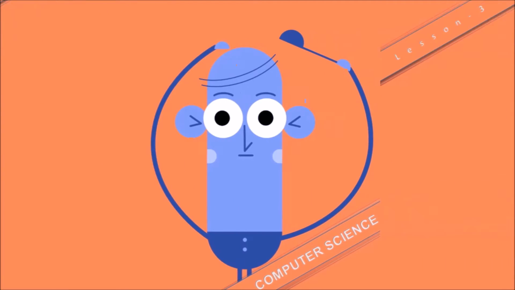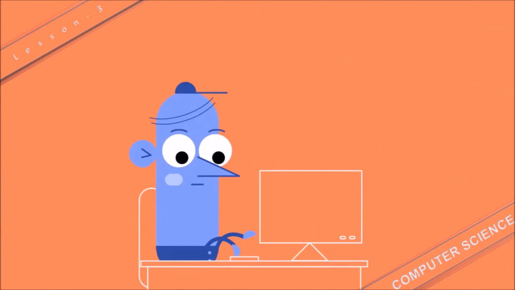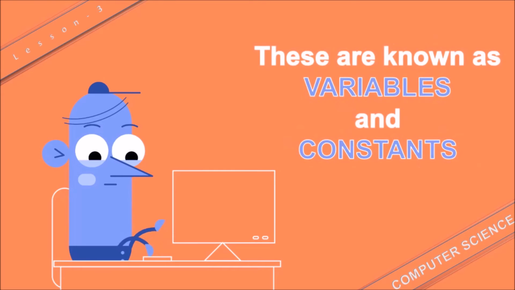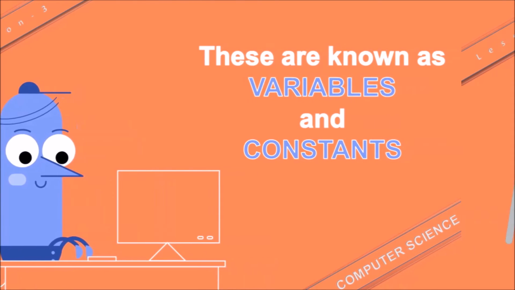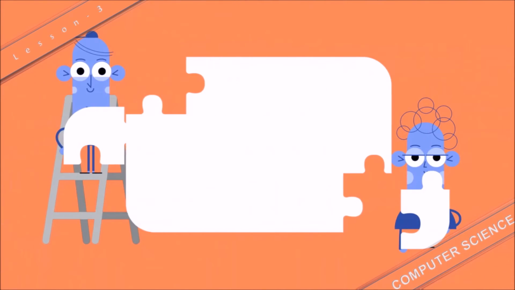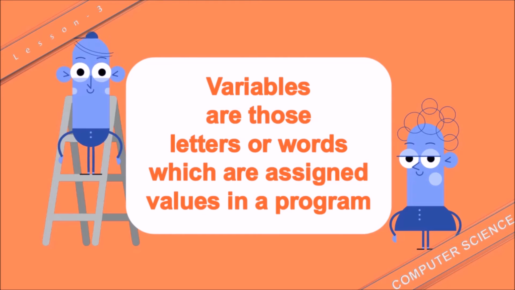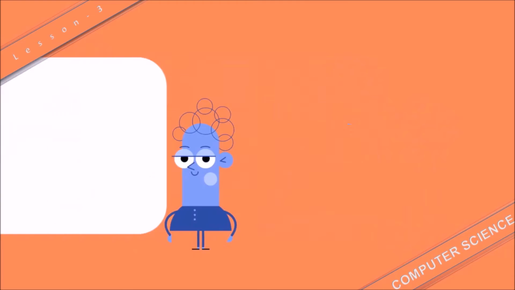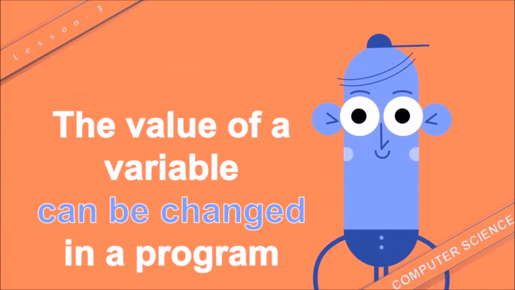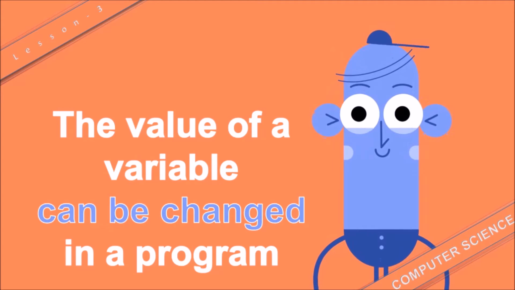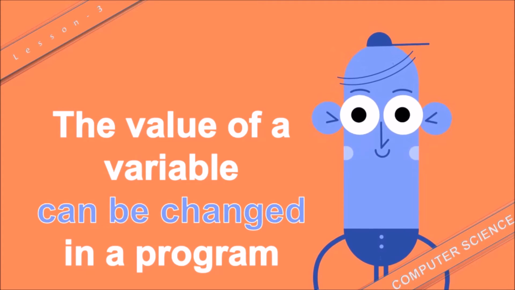Dear students, in C language, there are some words or letters that can be used to perform calculations or to store strings. These words or letters are known as variables or constants. So let us first learn about variables. These are the letters or words which are assigned values in a program and their value can be changed in a program. That means we can change the value any number of times in a program.